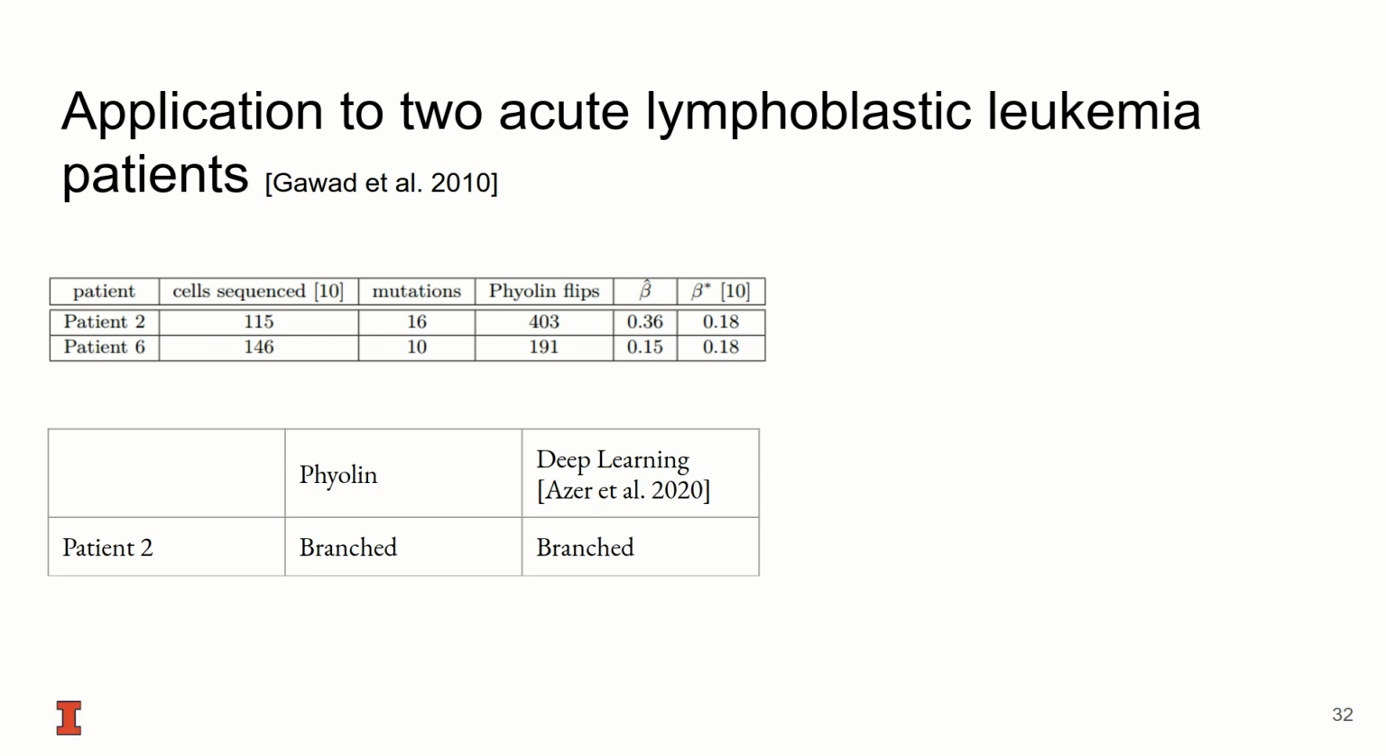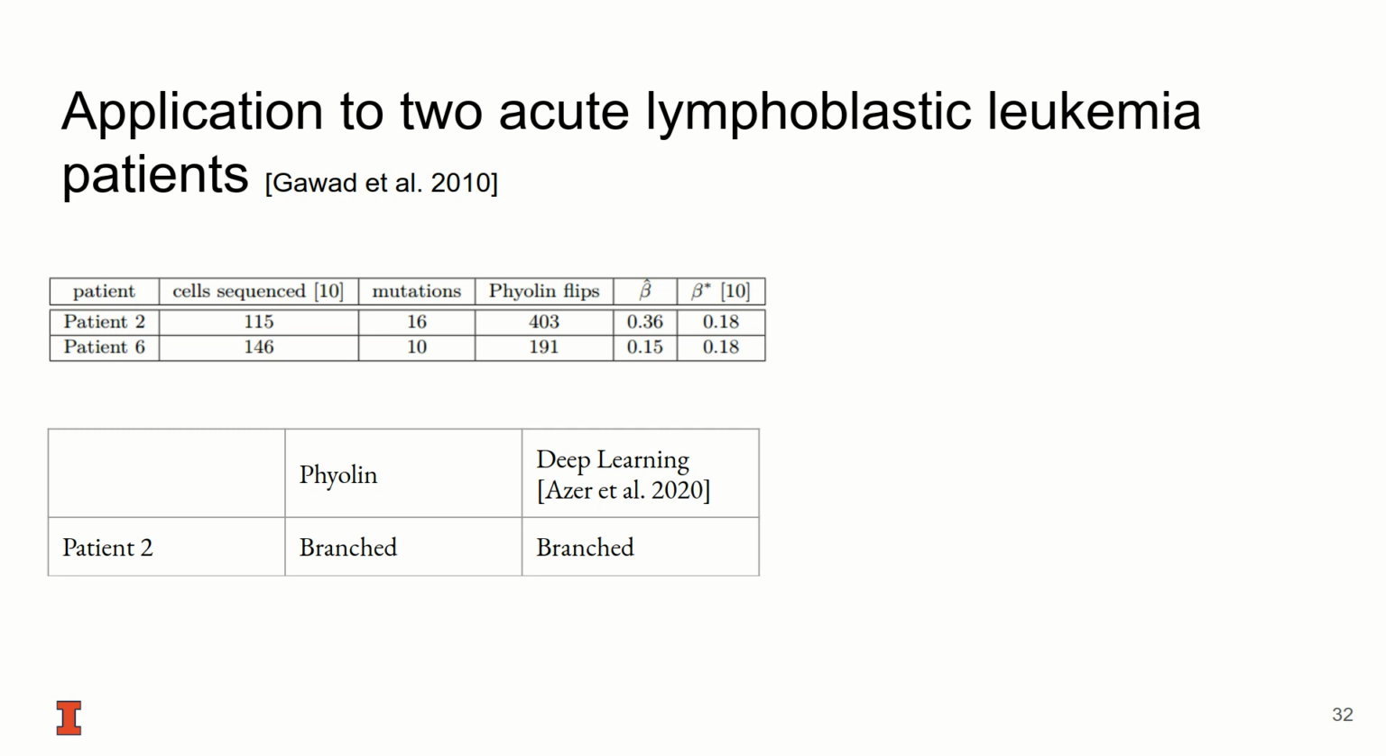We also applied Phyolin to 2 patients with acute lymphoblastic leukemia, as well as compared the results against the deep learning approach. In this data, the input size was much smaller in terms of the number of cells, and the number of mutations was slightly larger at 16 and 10 mutations per patient. We used the estimate of the false negative rate from a paper by Kuipers in 2017, and the estimate was 0.18 for beta star.